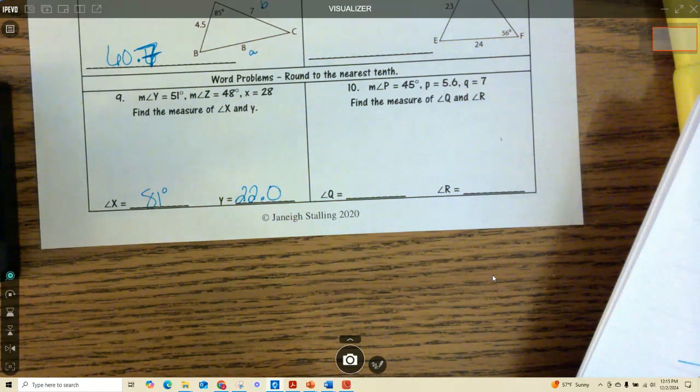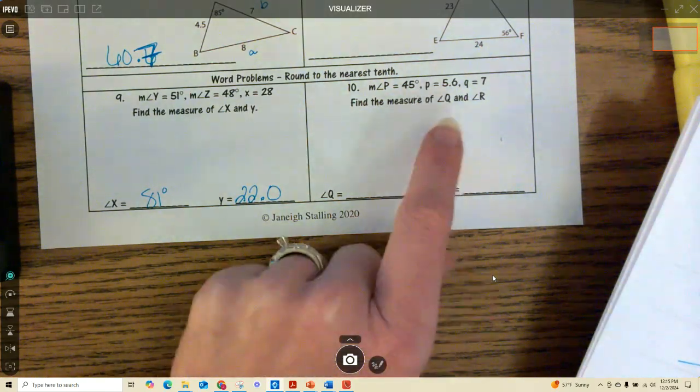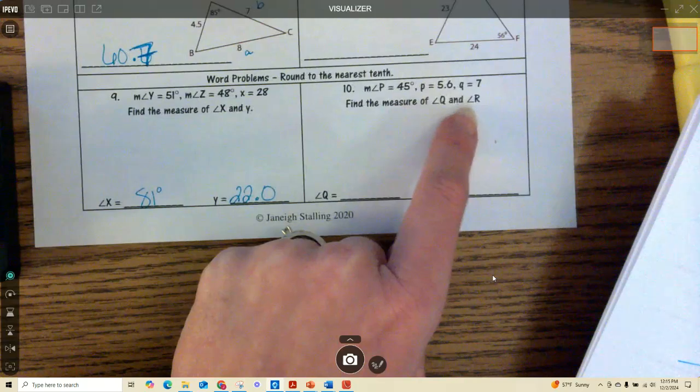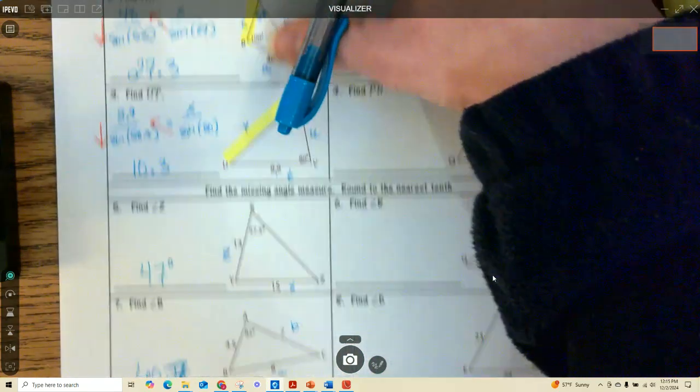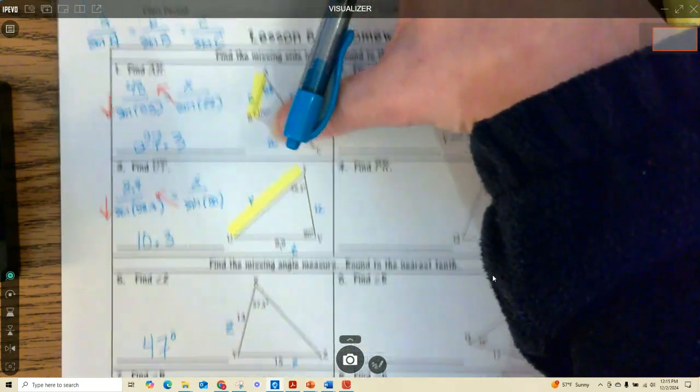Rest of the page is yours. Your word problem. You have to find the measure of two angles. Use the law of sines to find one, and then use the 180 rule on triangles to find the other one. That's the easiest way, so you don't have to do the law of sines twice. Once you find one, you can use that 180 rule to find the other one on number 10. Okay? So get that where you can see my work.